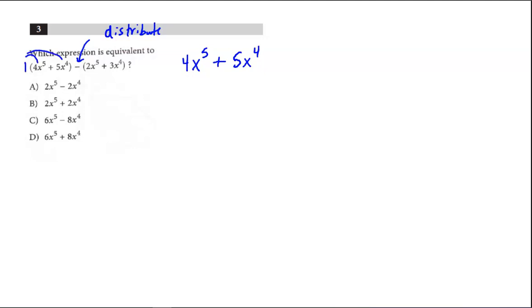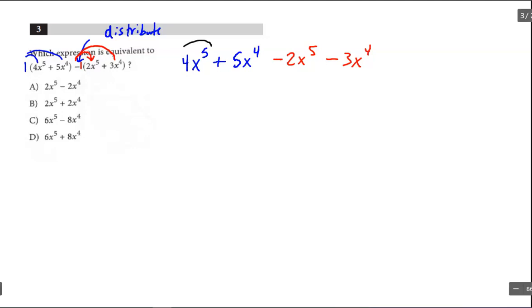Now, this -1, when I distribute the -1, that's going to give me a -2x to the 5th. And then that's also going to give me a -3x to the 4th. So now I have a new expression. I need to combine some like terms. So I need to see who goes with who.